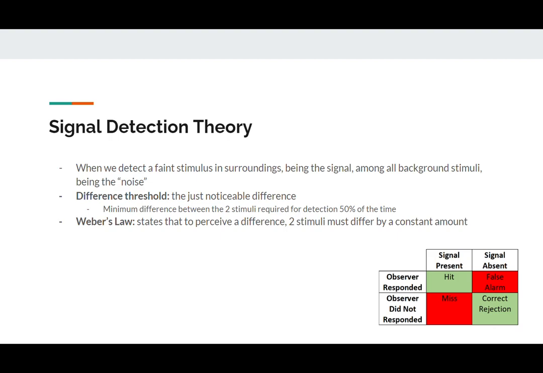Ernst Weber noted Weber's law, which states that to perceive a difference, 2 stimuli must differ by a constant amount. When a stimulus is unchanging, you eventually become less sensitive to it. This is known as sensory adaptation, which we mentioned previously, where our nerve cells fire less frequently.